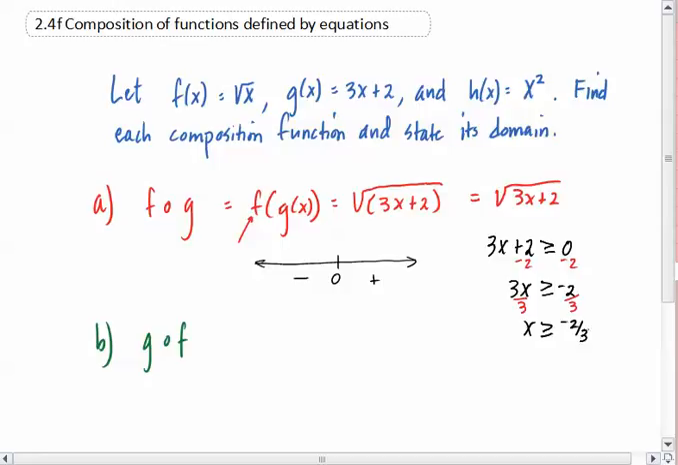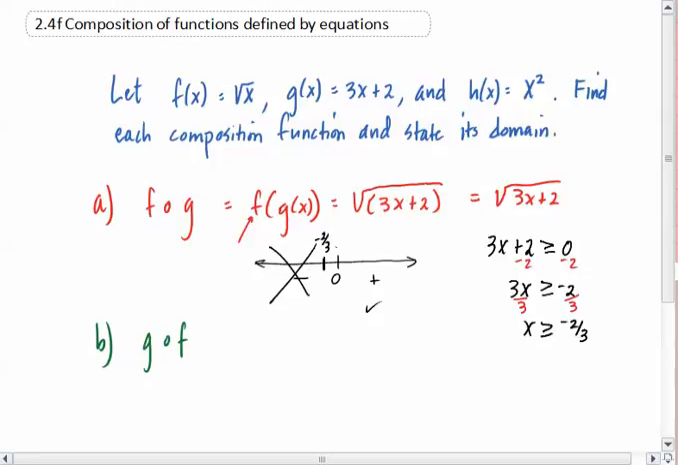So the smallest negative number that I'm going to be able to put into this x position is negative 2/3. So negative 2/3 is the dividing line between what's going to be real, which would be over here, and what would be imaginary, which would be here. So this is not going to be okay. I'm not going to be able to have anything less than negative 2/3.